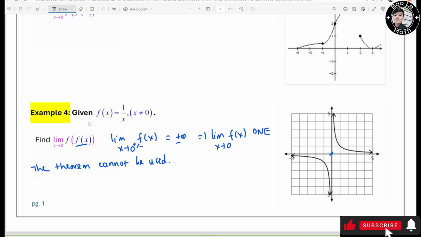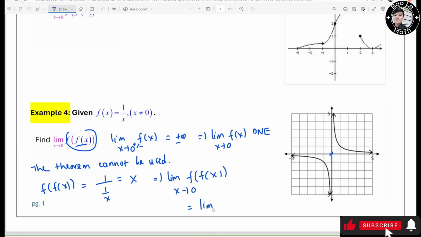Now, this function is actually its own inverse, right? So we have f of f of s actually 1 over 1 over s, so it's going to be s. So the limit of f of f of s when s approaches 0 is actually the limit of s when s approaches 0, and it's going to be 0, right? And it's your time to stop.